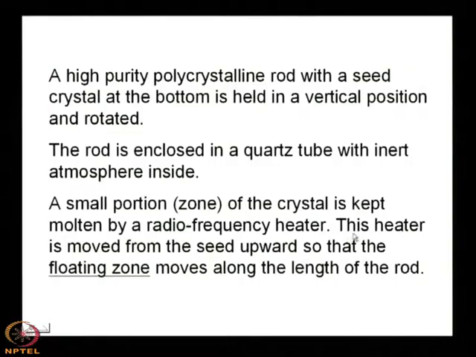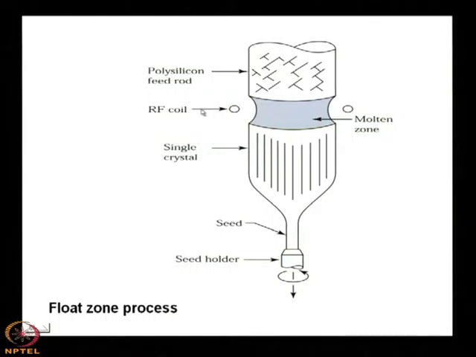That means, you see that the heater is moved from the seed upward. You see, this is your RF coil. So, the RF coil imparts heat to this rod, so it is in a molten state and this RF coil is moved in the upward direction. So, this zone is not fixed here. The zone was earlier here near the seed, then the zone moves upward, and since there is a seed, it is pulled in this direction downwards.